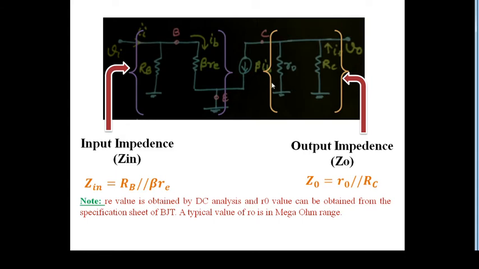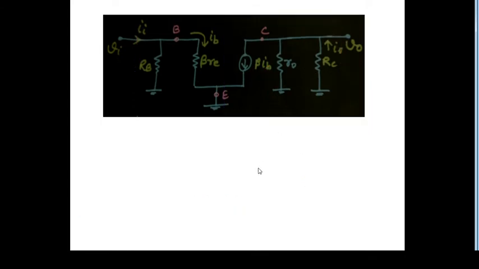In some numerical there is no need to go for this R naught. In some numerical we have to go with the R naught value given. Without R naught we have to find the voltage gain and current gain, and with R naught what should be the voltage gain and current gain. This we have to keep in mind. So this is very simple. Input impedance is RB parallel with beta times of RE, and in case of output impedance, R naught parallel with RC.